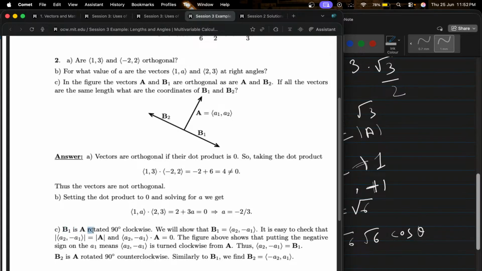B1 is A rotated 90 degrees clockwise, and B2 is anti-clockwise. Okay, let's show that B1 equals A2 minus A1. It's easier to check that A2 minus A1 equals A, and A2 minus A1 dot A equals 0.